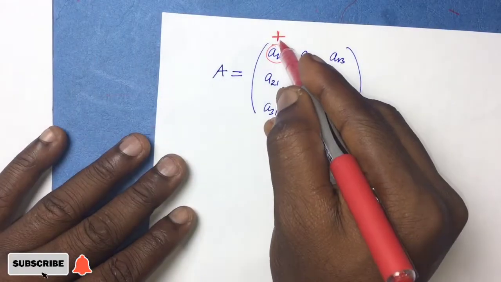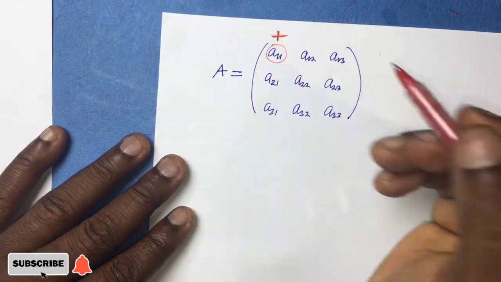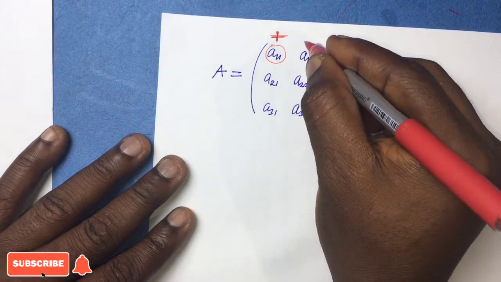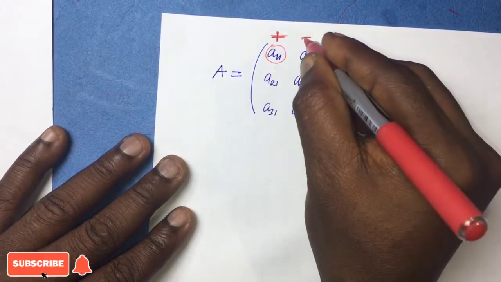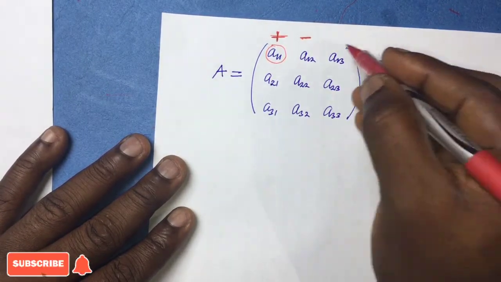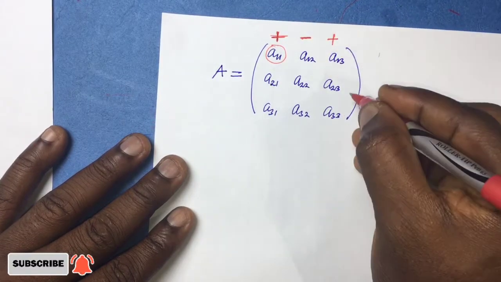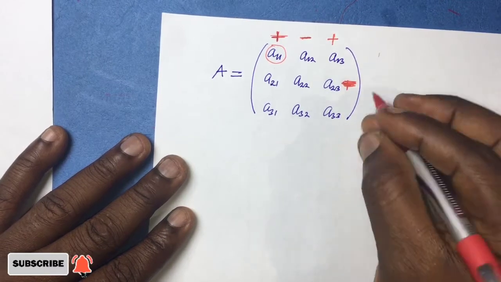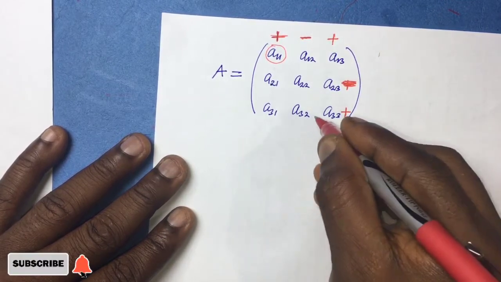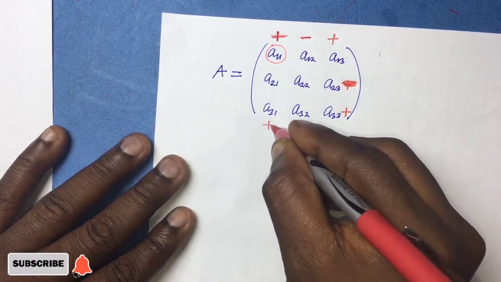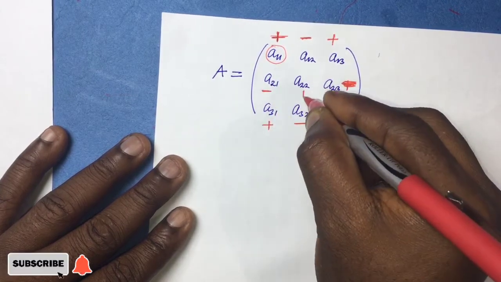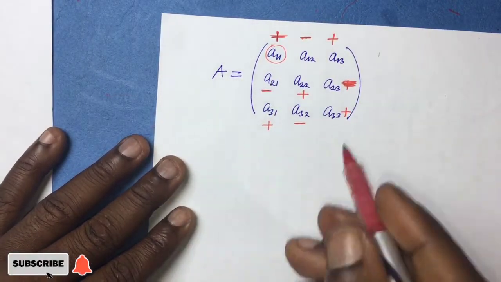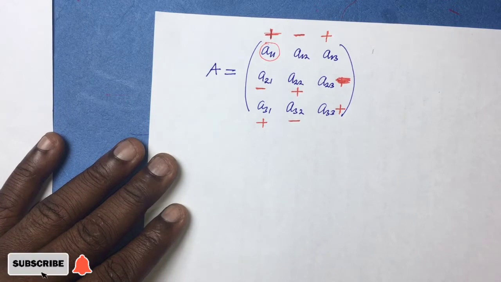So from this positive sign here at the topmost left-hand corner, the sign alternates. So if this is positive, the next to it will be negative. The next will become positive. The next element to that will become negative. This will be negative, and this will become positive. This will be negative. This will be positive. This will be negative, and this will be positive. So it alternates like that. Okay? That is one thing I have said.